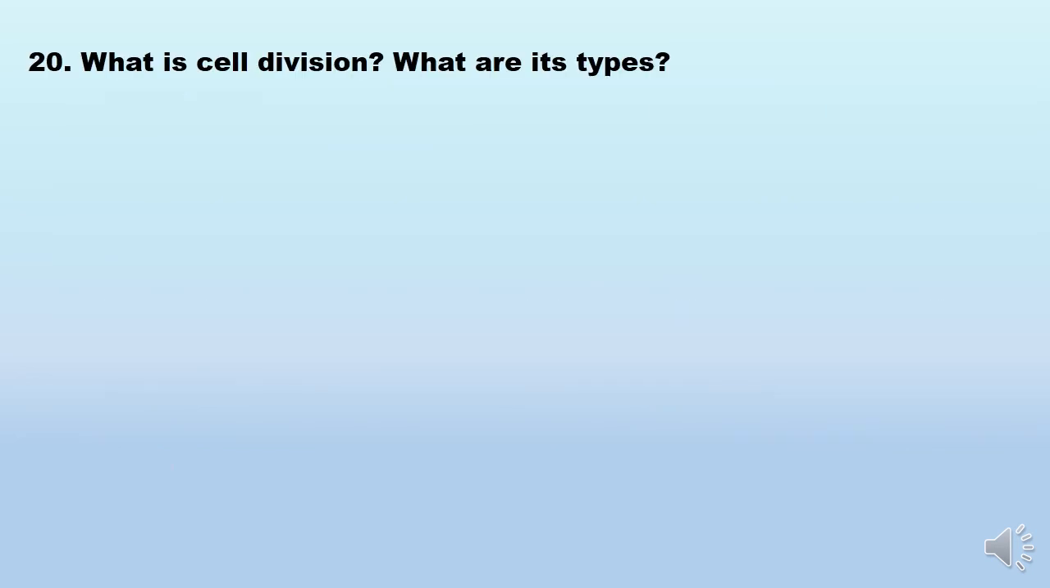So, the last two questions are: what is cell division? What are its types? So, cell division is the process through which an existing cell gives rise to more cells, or through which a cell gives rise to daughter cells. What are its types? So cell division is basically of two types: mitosis and meiosis. Mitosis is also known as equational division, and meiosis is known as reductional division.